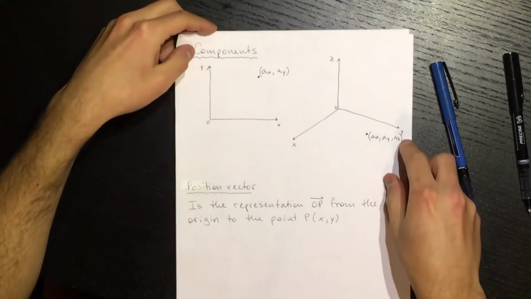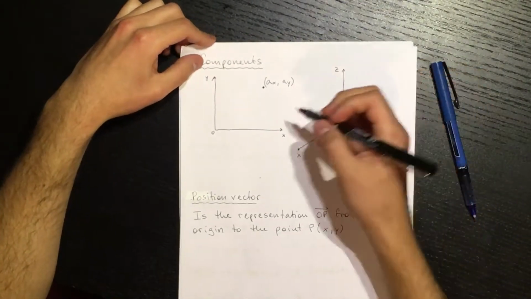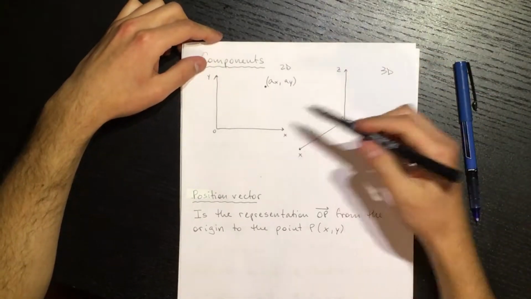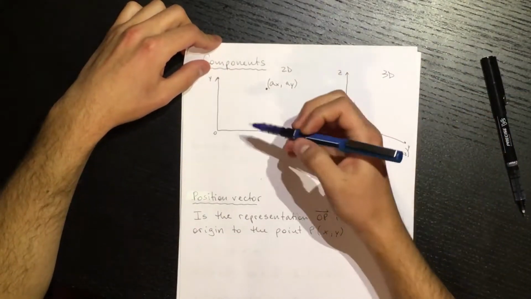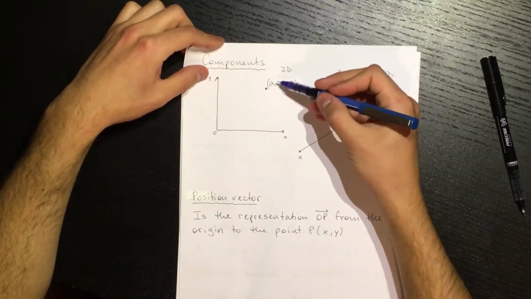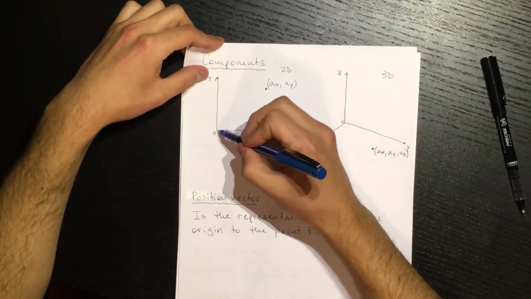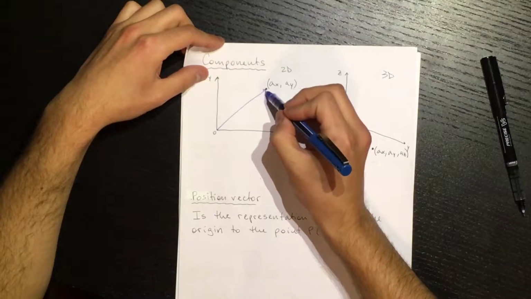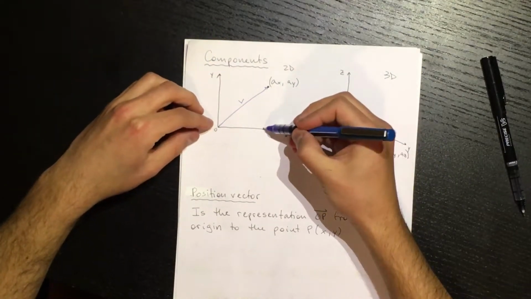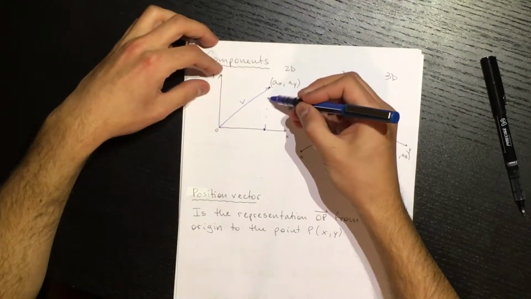Let's talk about the components. What we know is in 2 dimensions, and this is 3 dimensions. In 2 dimensions, we have a vector from the origin to a certain point, which in this case we're going to note as AX and AY. Say vector V has a component in the x direction up to here, and then a y component, which goes up to here, right?